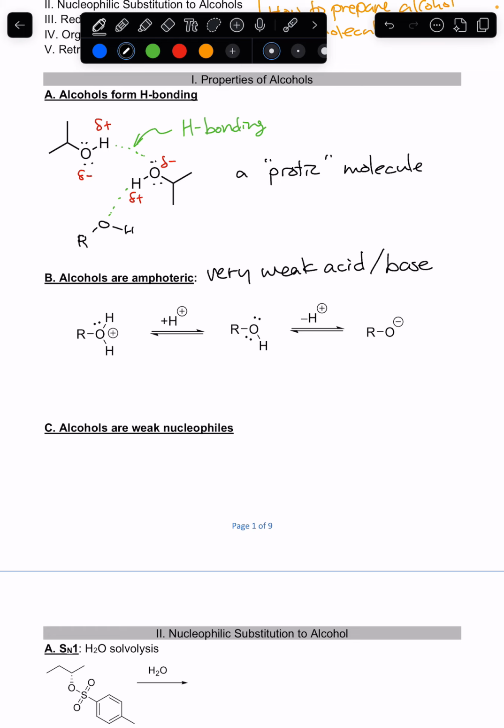It's both a very weak acid and a base, and that's what the word amphoteric means. And so when it's neutral, of course, that's what alcohol looks like. But because it's a weak acid, if it loses a proton, it becomes a fairly strong base. Okay, and because it's a very weak base, if it gains a proton in this direction now, then it becomes a strong acid.